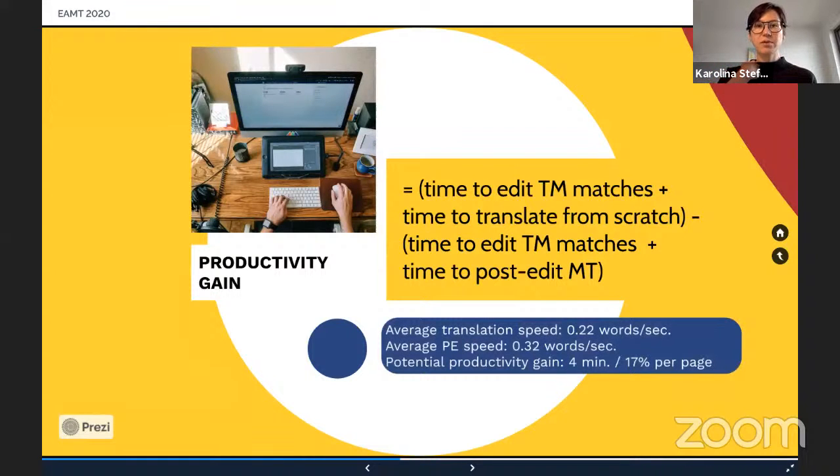Of course, to no surprise, the average post-editing speed was higher than the average translation speed, but this difference was not really big: 0.32 words per second for post-editing, 0.22 words per second for translation. And then I calculated this potential productivity gain. I assumed that an average page is 350 words long, and it has a 50% translation memory match. This is the average that I had from my sample. Because obviously, if you have no translation memory matches, your productivity gain will be much higher than if you have a 90% match for a page or for a text. With these assumptions, 350 words for a page, 50% match, I arrived at the number of 4 minutes or 17% per page. This is somewhat consistent with a few other results that were done on DGT texts and DGT translations. It's really not that much, but it goes in the right direction, let's say.